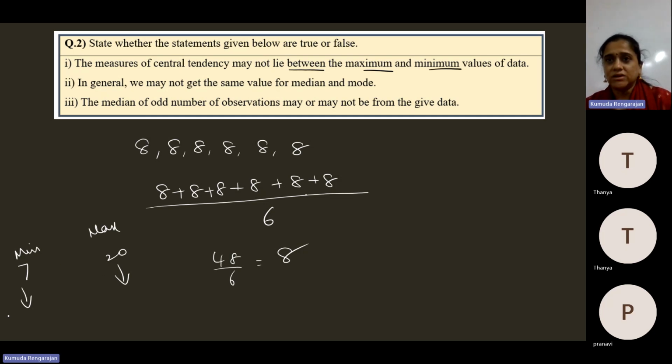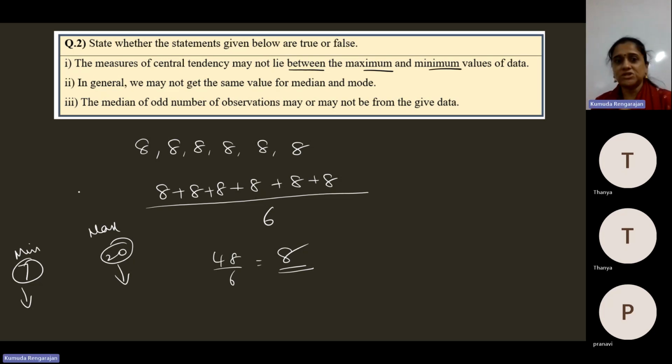Here also you can see the value of mean is not between. It is the maximum value itself. Between means what? Between. It is not minimum value, it is not maximum value, it's between that. But here you see, in this case, the mode can be 20 itself or 7 itself. Here also, see the mean is 8, which is the maximum value.